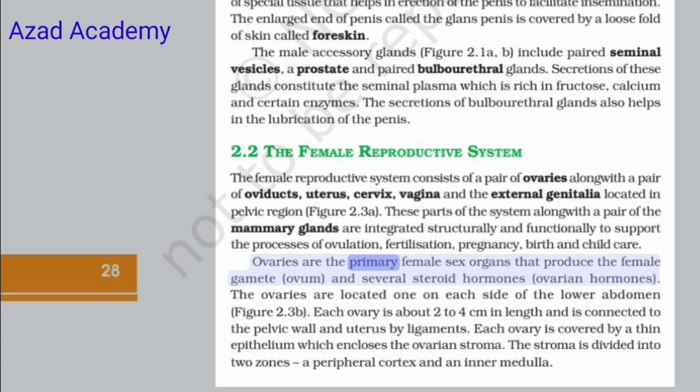Ovaries are the primary female sex organs that produce the female gamete, ovum, and several steroid hormones, ovarian hormones. The ovaries are located one on each side of the lower abdomen. Each ovary is about 2 to 4 centimeters in length and is connected to the pelvic wall and uterus by ligaments. Each ovary is covered by a thin epithelium which encloses the ovarian stroma. The stroma is divided into 2 zones, a peripheral cortex and an inner medulla.